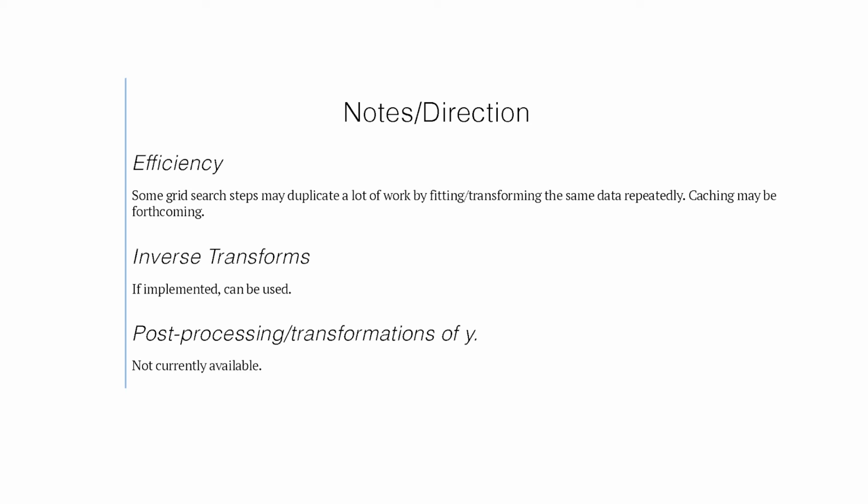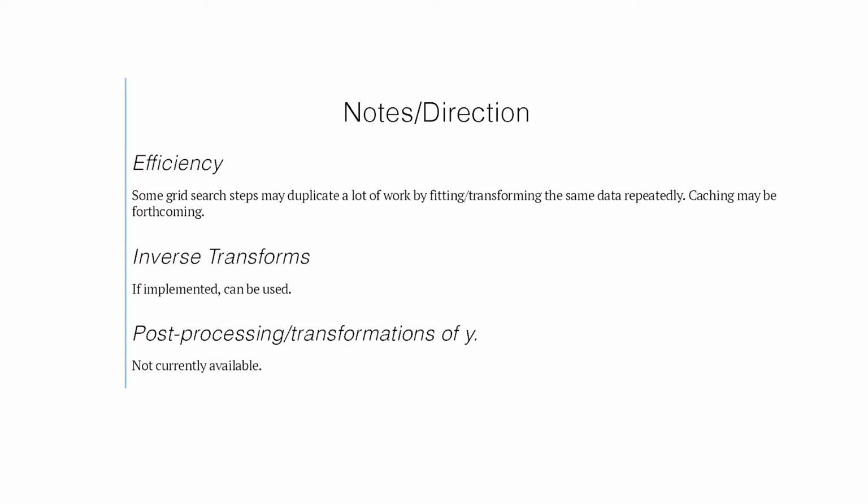I would expect that to yield big performance increases if you can skip an entire fit transform because we've done it before. That would be nice. So that's something that I think is doable and there are people working on it, but it's not implemented now. So grid searching takes a lot of compute time, but hopefully you can go take a nap while it's happening.